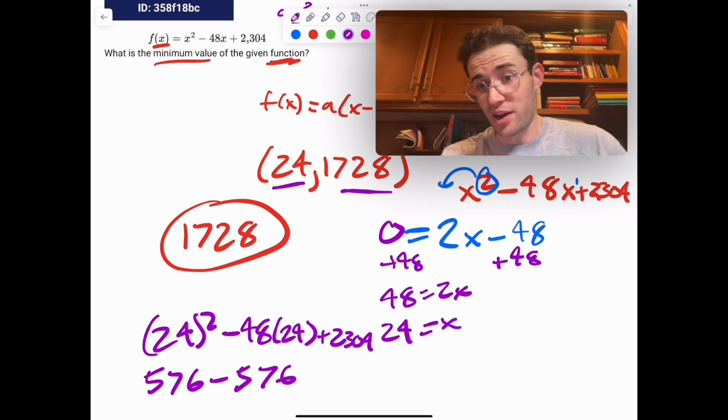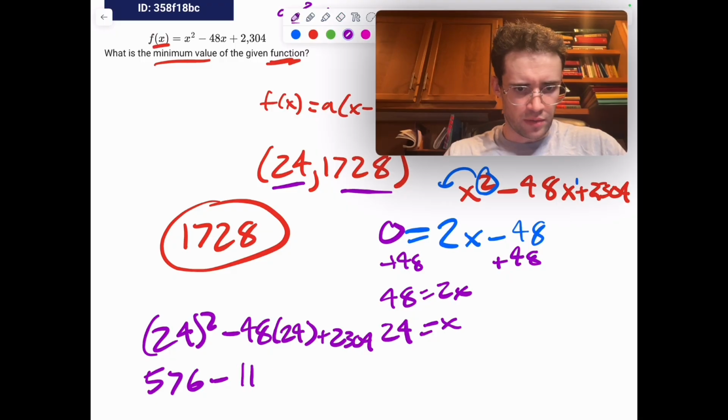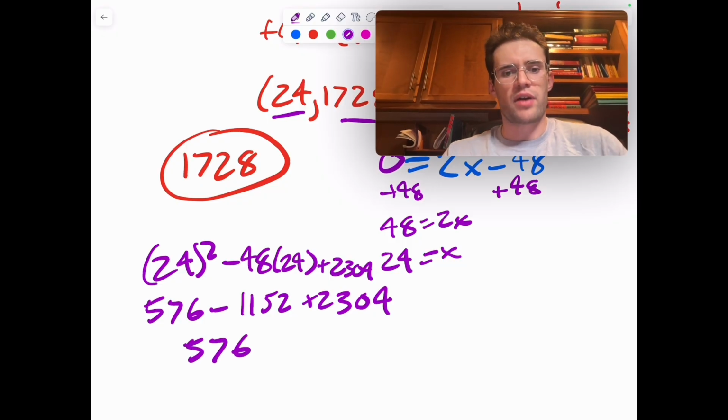That's why maybe doing the calculator way is already faster and easier, but I guess you could always mistype something. So this should be double that. Should be, what is that? 1152. 1152 plus 2304. And when you subtract this from this, that's just going to be 576. Again, if you have double 576 subtracted from 576, it gives you negative 576 plus 2304.